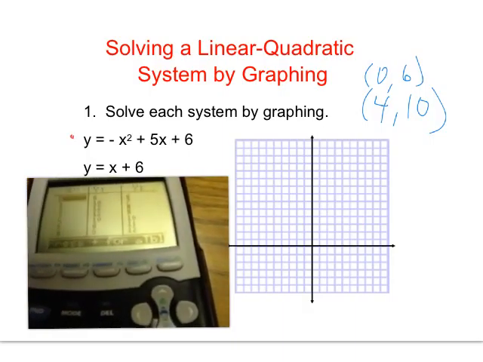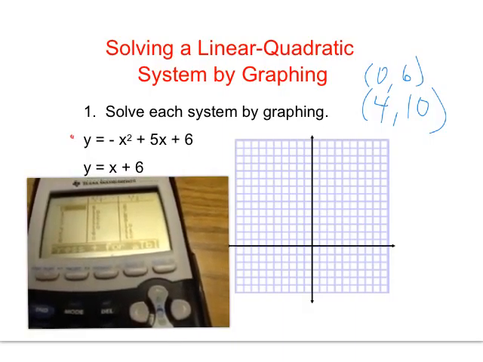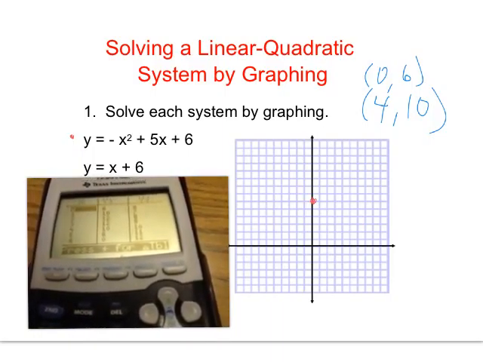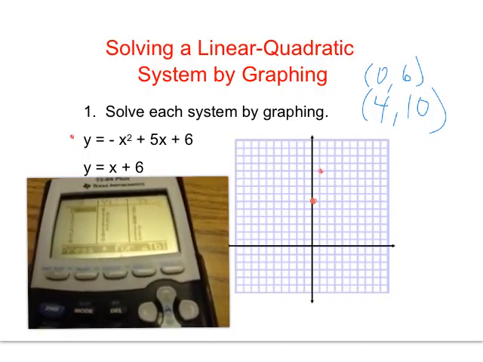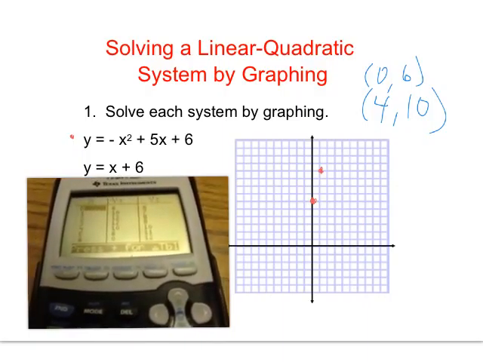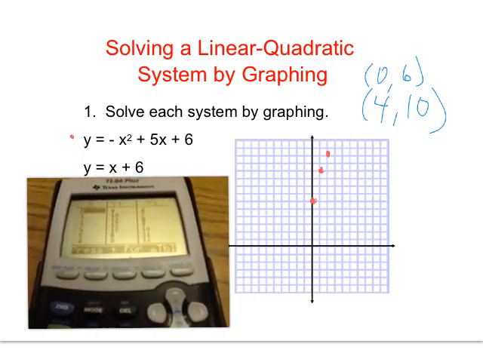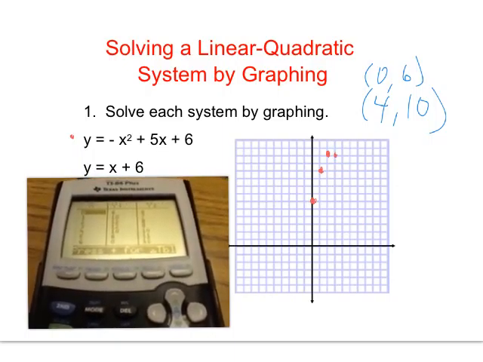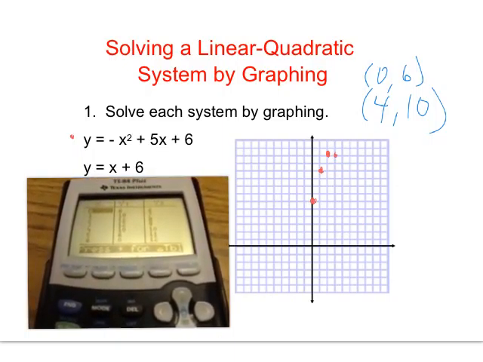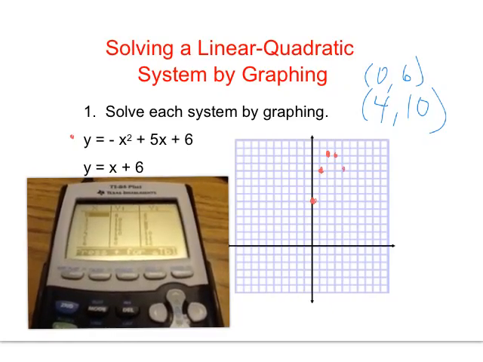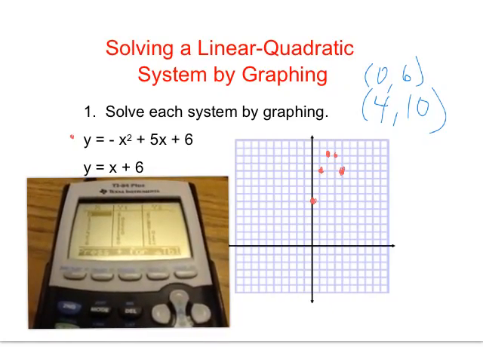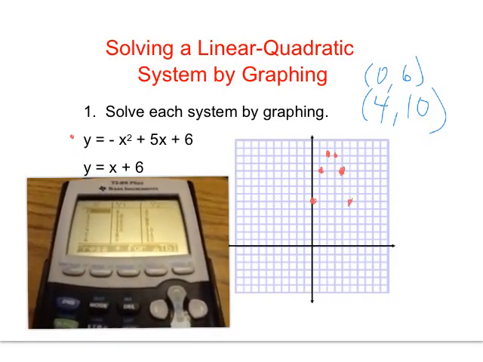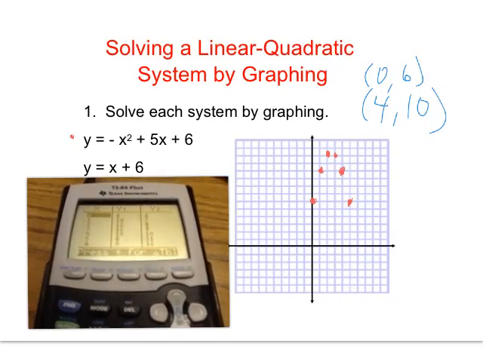I can plot a point at 0, 6. I could plot a point at 1, 10. I could plot a point at 2, 12. I could plot a point at 3, 12. I could plot a point at 4, 10. Notice the pattern here. I could plot a point at 5, 6. I could plot a point at 6, 0.